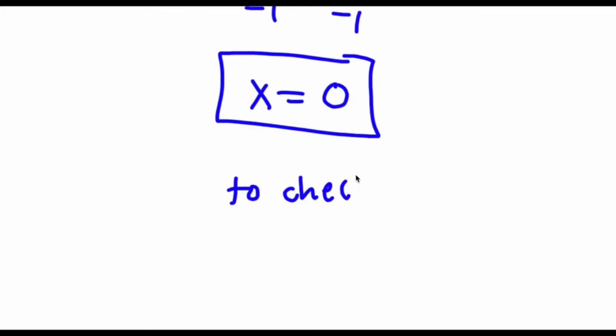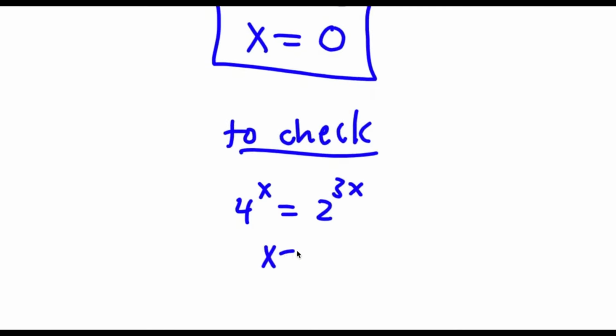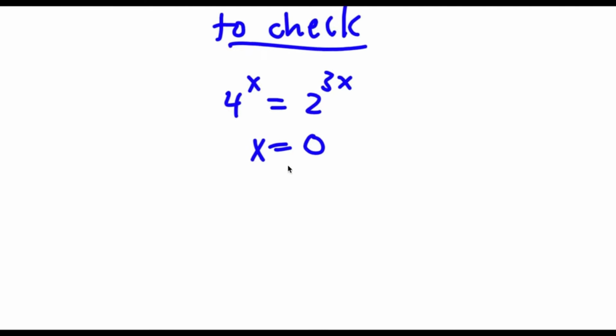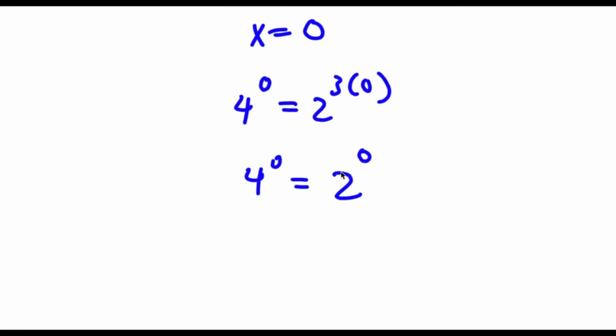Now to check, my original equation was 4 to the power of x is equal to 2 to the power of 3x. Now I know that x is equal to 0, so now I have 4 to the power of 0 is equal to 2 to the power of 3 times 0. Now 3 times 0 is simply 0 because anything times 0 is 0, so now I have 4 to the power of 0 is equal to 2 to the power of 0.